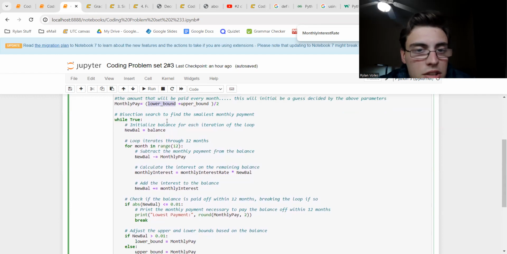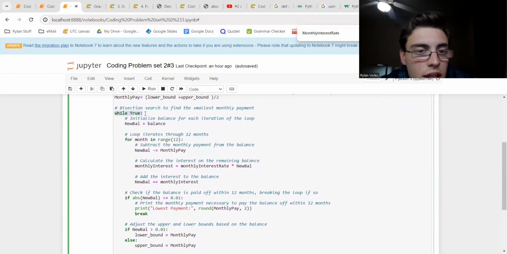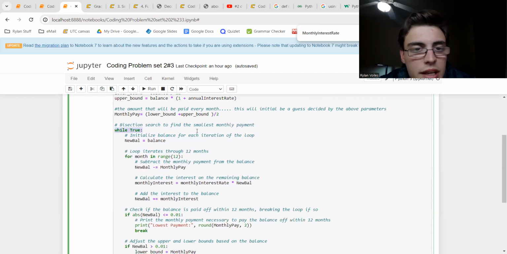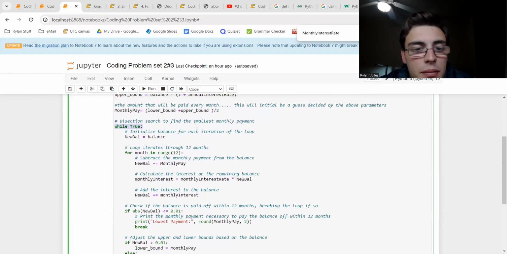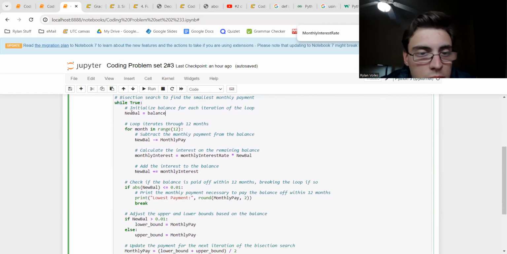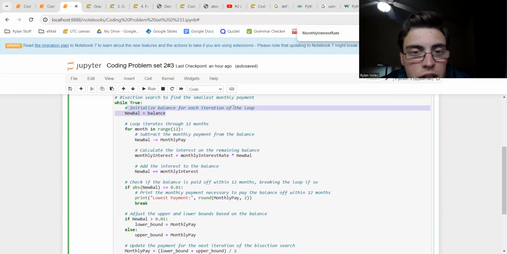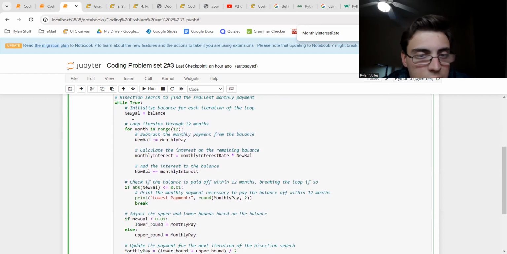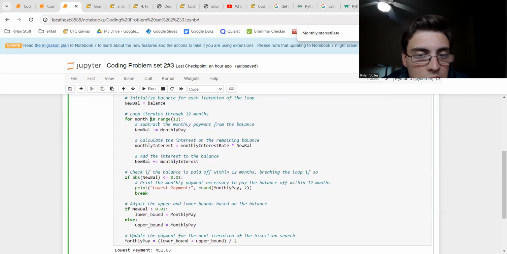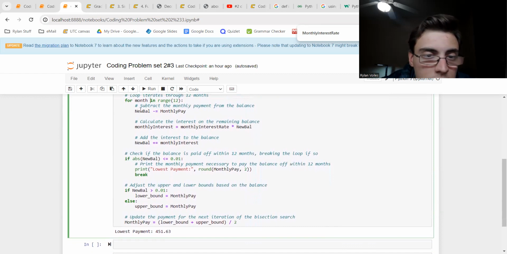Next, we get into the actual bisection search. So first we have a while true statement, which will continue to iterate until the algorithm finds, to the cent, how much it will take to pay off the balance, or the minimum payment to pay off the balance within 12 months, I should say. So we first initialize the balance for each iteration of the loop and store it into the new bal variable. Then we want a loop that iterates through the 12 months of the payment period.